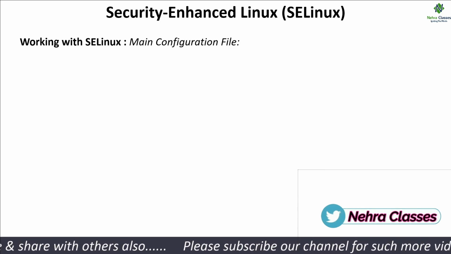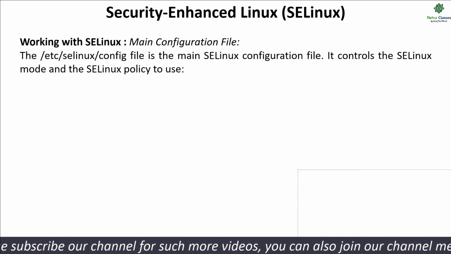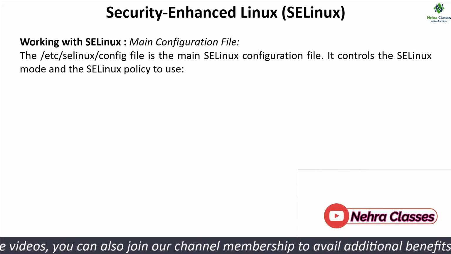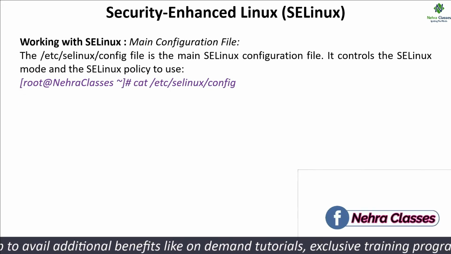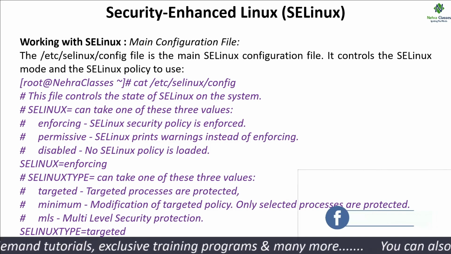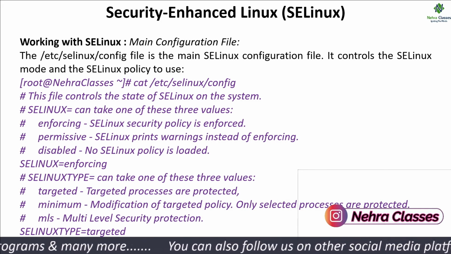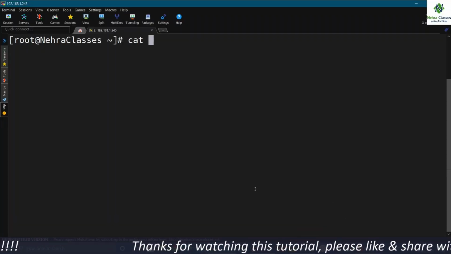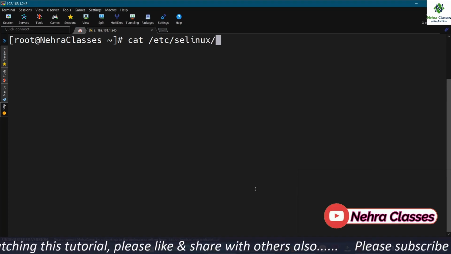Now we will talk about the main configuration file of SELinux. The /etc/selinux/config file is the main SELinux configuration file. It controls the SELinux mode and the SELinux policy to use. If you execute the cat command to open this file, you can see all the details there. It will show you the SELinux mode as well as the SELinux type or the targeted policy. Let me execute this command here on the terminal, cat /etc/selinux/config.